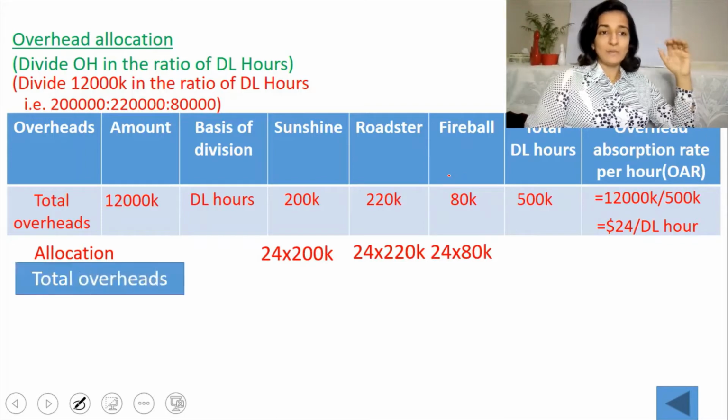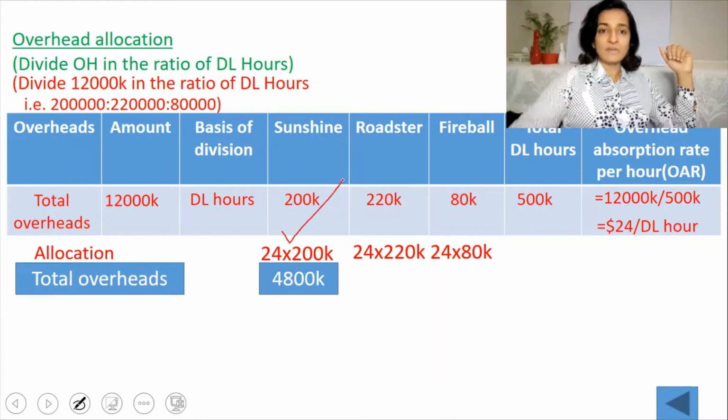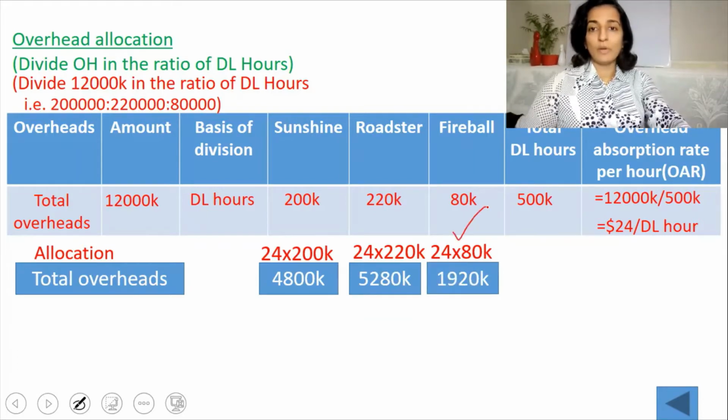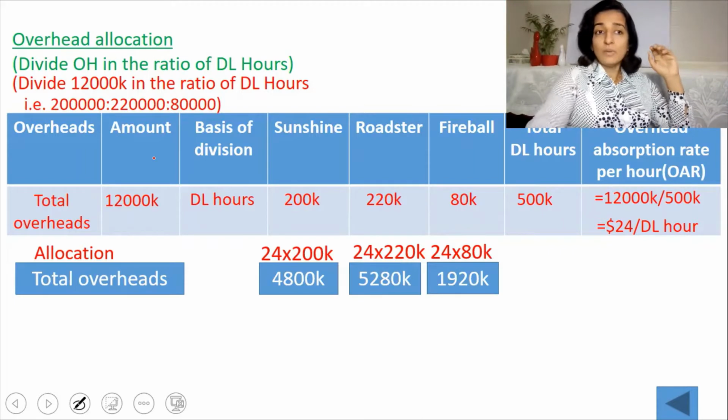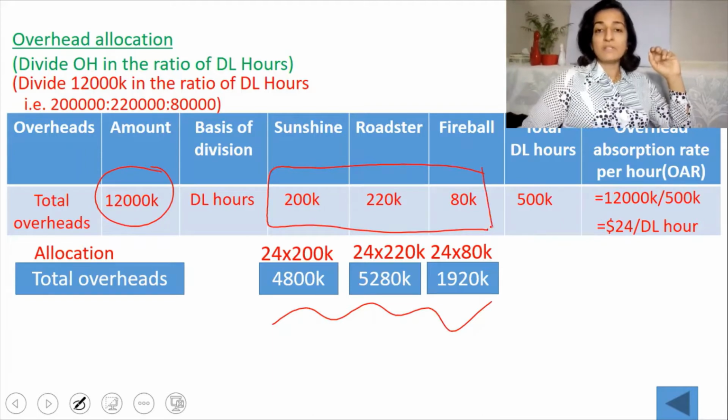So we calculate the amount. The total overheads allocated to each product is 4.8 million for Sunshine, that is by solving 24 into 200,000; 5.28 million for Roadster, that is 24 into 220,000; and 1.92 million for Fireball, that is 24 into 80,000. So now we have allocated the total overheads among these products in this ratio, that is 200,000 is to 220,000 is to 80,000.